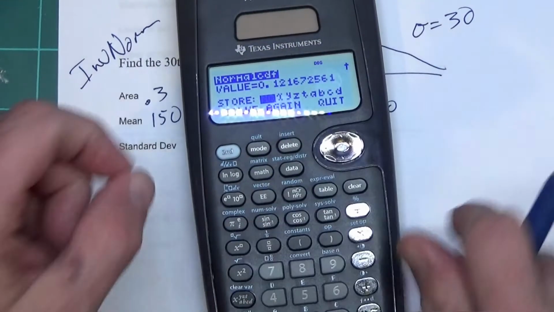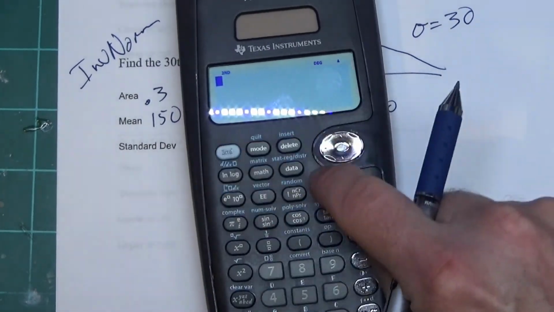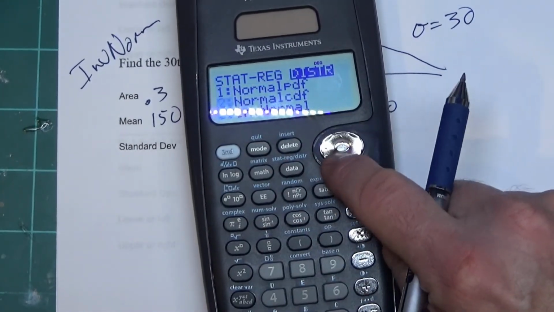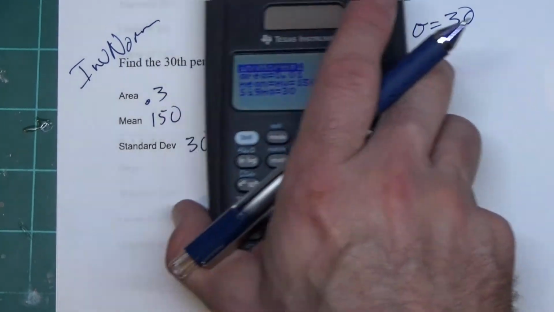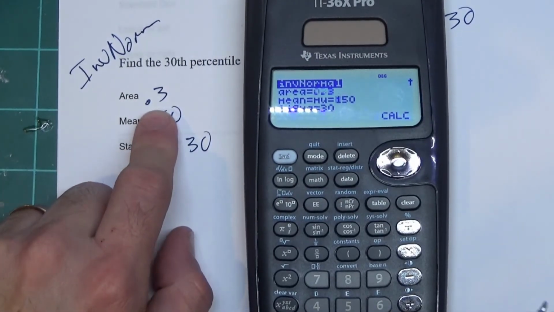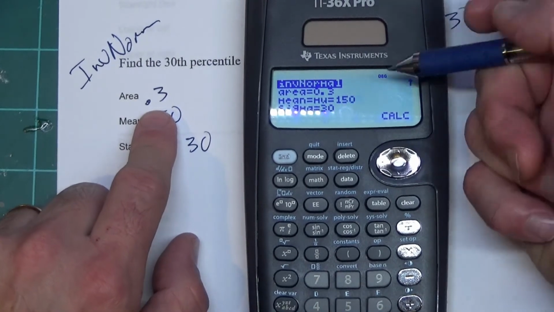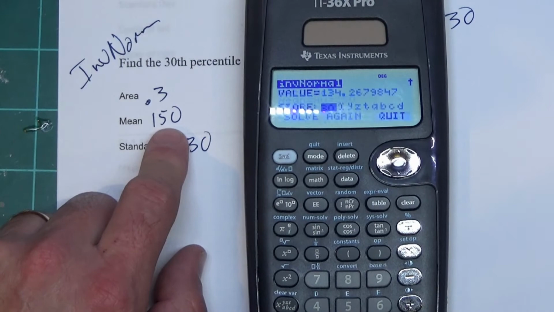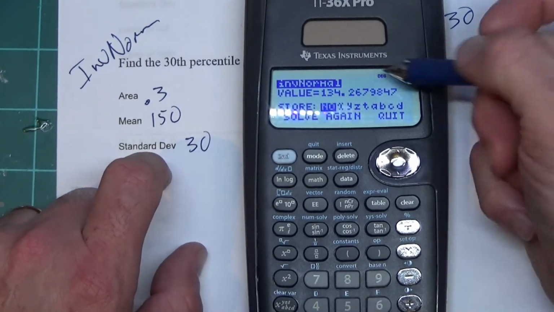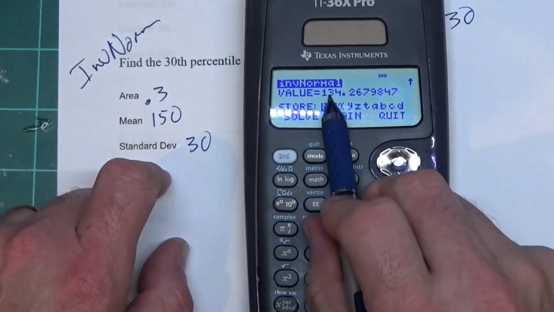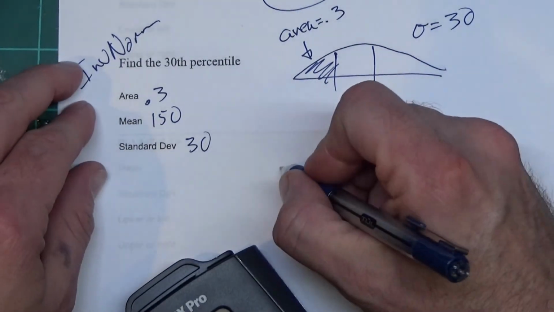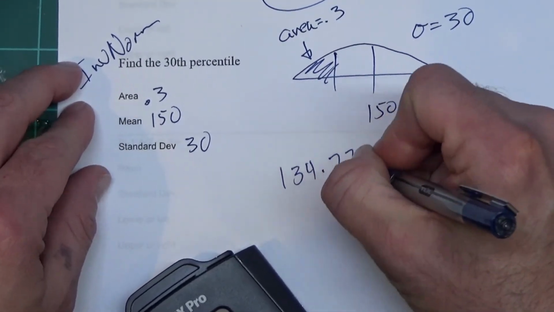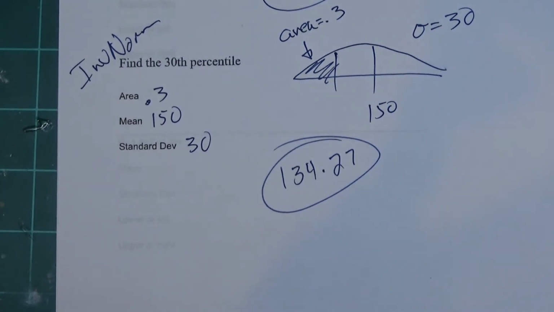I'll grab my calculator. I'll hit second quit to get out of this. Second data, over to distribution, down to inverse norm. Now we're going to type in our area as 0.3. Our mean is 150. Notice it keeps it from the previous problem, which is nice. My standard deviation is 30. Hit calculate, and my answer is 134.27, and you can see it right here. So the 30th percentile is at 134.27. All right, I hope you enjoyed a quick rundown of how to do normal CDF and inverse norm on the calculator. Hope you find it useful.